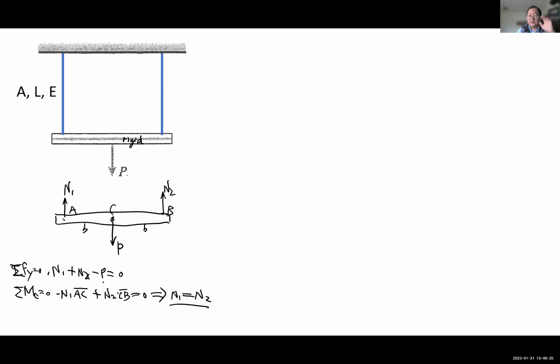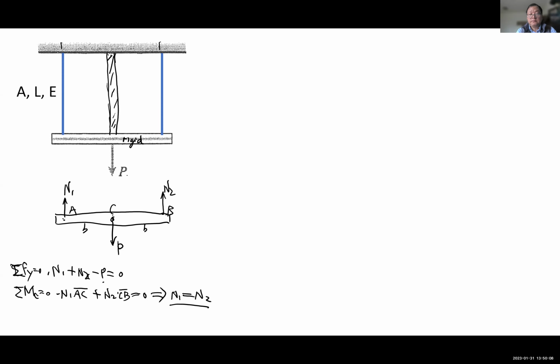Okay, so this is determinate, because I have enough equations to determine all the unknown reactions, right? N1 is basically the reaction here, N2 is the reaction here. However, now if I want to make the structure stronger, I can add another bar here. Not a beam, sorry, a bar, a different cable. If I add a third cable here, it will have either a different cross-section or a different material, right?